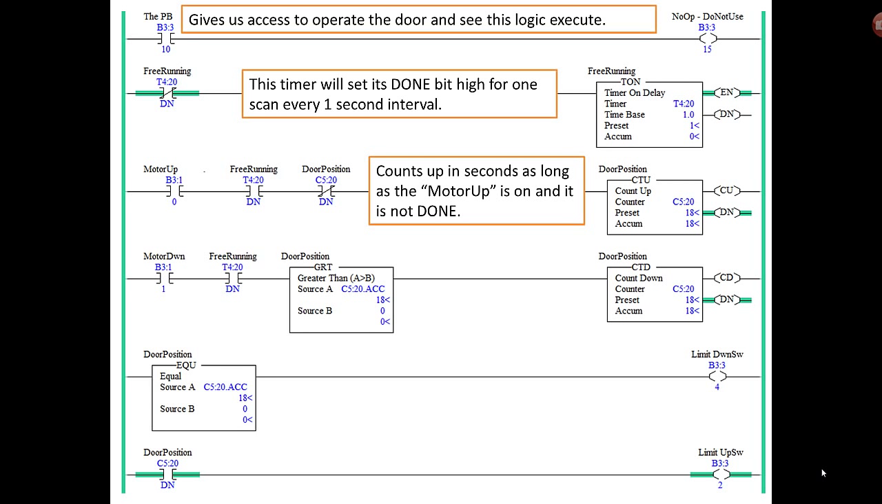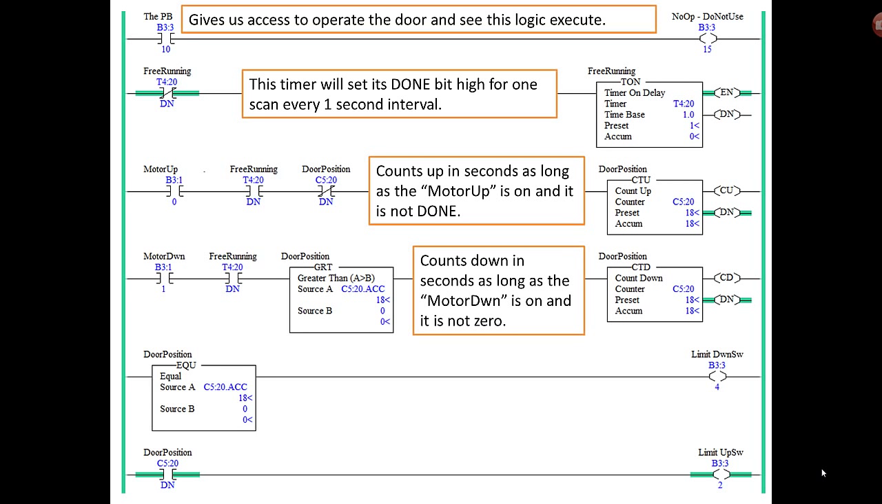Okay, so the fourth rung does the same thing that the third rung does, except it does it for the down direction. So if the motor down is on, every time the free running timer turns on the done bit, once every 1 second, and if the position of the door, the accumulate of the counter, is greater than 0, we don't want to count below 0, then we're going to count down. So we have one counter and two counter instructions. We count up when we're going up, we count down when we're going down. So far, so good.